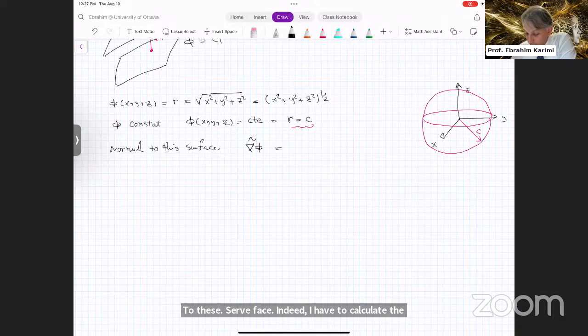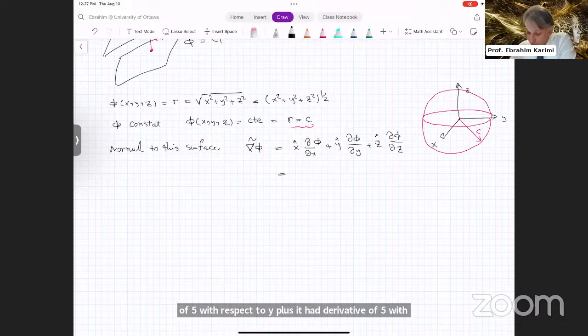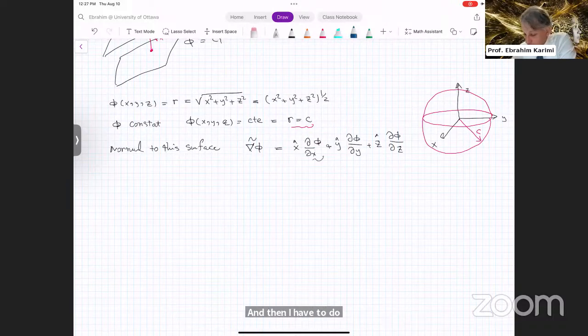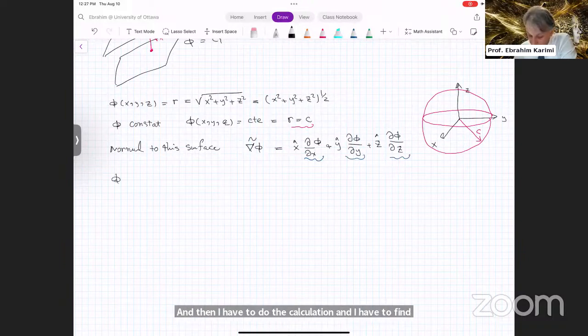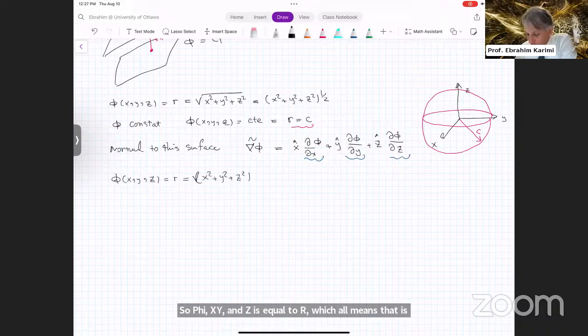So the gradient of phi will be x hat times the derivative of phi with respect to x, plus y hat times the derivative of phi with respect to y, plus z hat times the derivative of phi with respect to z. Then I have to do the calculation and find each of these terms based on the functionality of phi. So phi of x, y, and z is equal to r, which is equal to (x squared plus y squared plus z squared) to the power of 1/2.